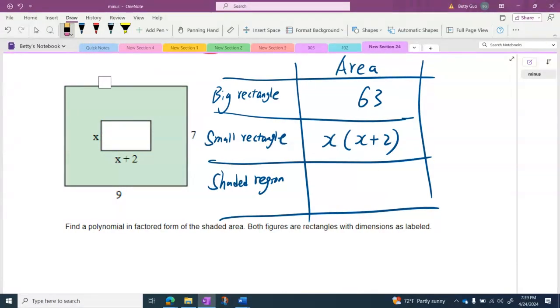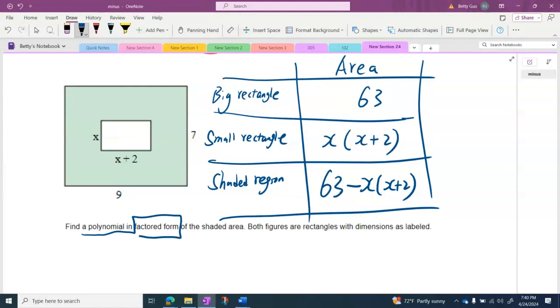And what's the area of the shaded region? The area of the shaded region is the bigger rectangle area minus the smaller rectangle area. This is the region, okay? And we need to find a polynomial in factored form. That's very important. In factored form. So we have to factor this polynomial. Let's do that.